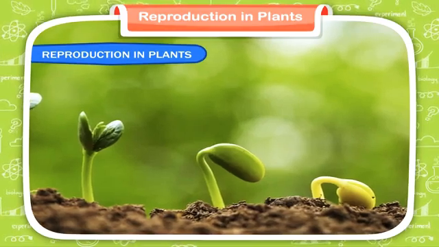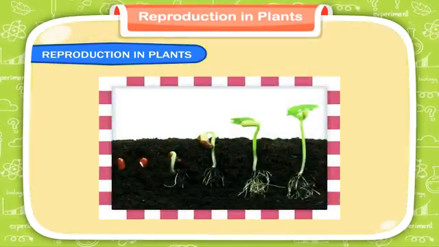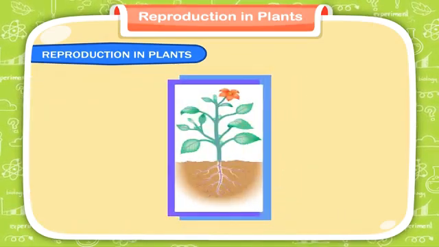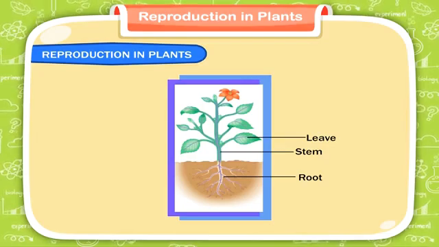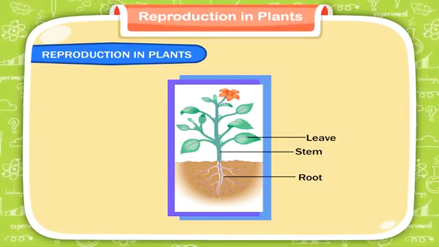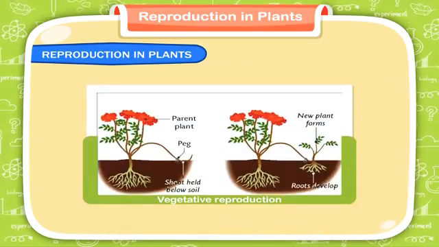They reproduce in many ways. Most of the plants grow from their seeds. There are some plants that reproduce from different parts like the roots, stems, or leaves. These plants are able to grow without seeds. The process by which the different parts of a plant grow into a new plant is called vegetative reproduction.